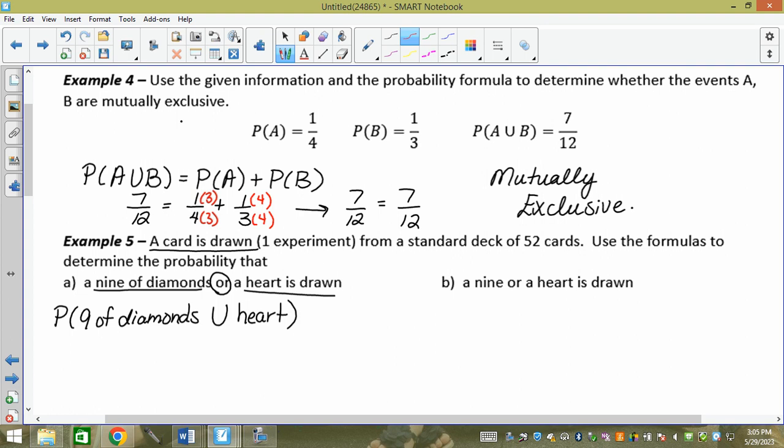I have 2 formulas to use when I have or: mutually exclusive, which is the top one, or not mutually exclusive. So I have to decide, is there overlap or not? In this case, are there any 9 of diamonds that are hearts? No. I have to add the two, and I don't have to subtract, because it's mutually exclusive. So I'm going to put an ME here for myself. All I do is add the probability of 9 of diamonds plus the probability of a heart.